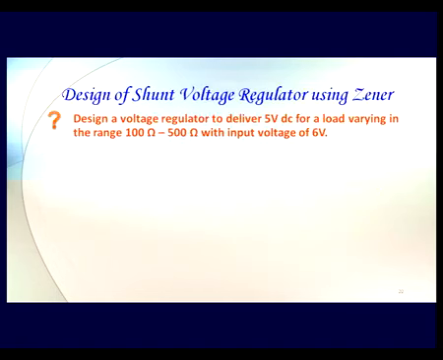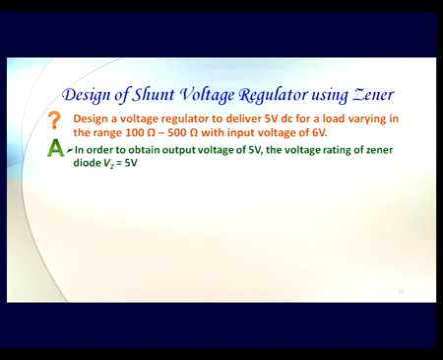If I just take a small example here, if we want to design a shunt voltage regulator using a Zener, then say consider that we need to deliver a 5 volt DC for a load which is varying in the range of 100 ohm to 500 ohm. My RL is changing from 100 ohm to 500 ohm, anywhere it may be, and my input voltage is 6 volt. So in order that I need 5 volts across my load, the voltage rating of my Zener should be 5 volts. So I should have a VZ of 5 volt.